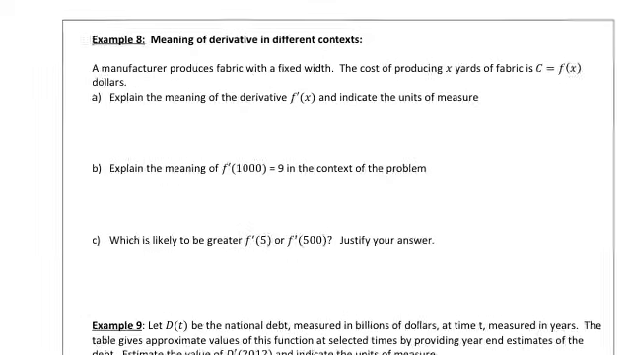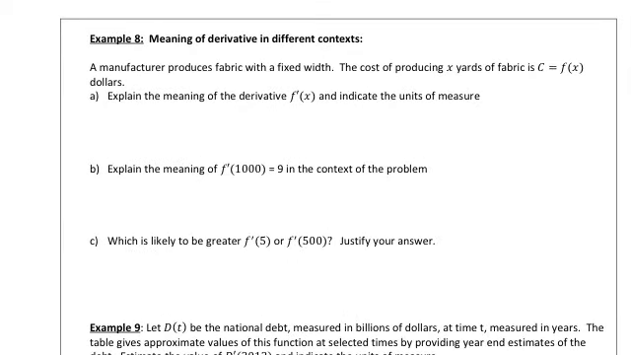So here we have example 8. A manufacturer produces fabric with a fixed width. The cost of producing X yards of fabric is C is equal to F of X dollars, right? So in this, first thing to realize is that X is how many yards you're producing, and C is the cost in dollars, right? And how much it costs depends on how many yards you are producing, right?